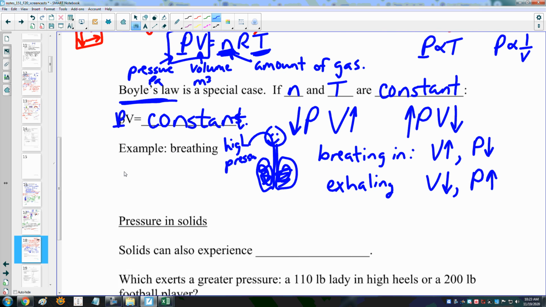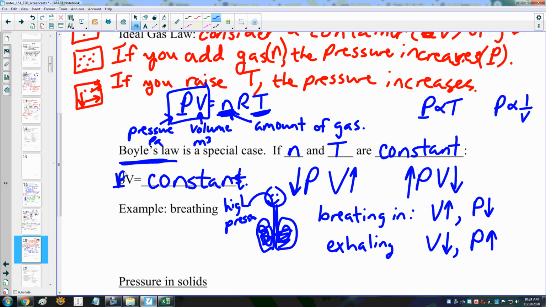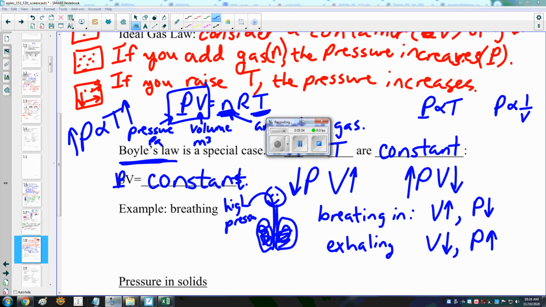And I'll show you a video of the iron lung, which also operates by a similar principle. And I'll also show you an example of this pressure being proportional to the temperature. That is, if the temperature goes up, the pressure goes up. Lots of cool stuff with the ideal gas law.